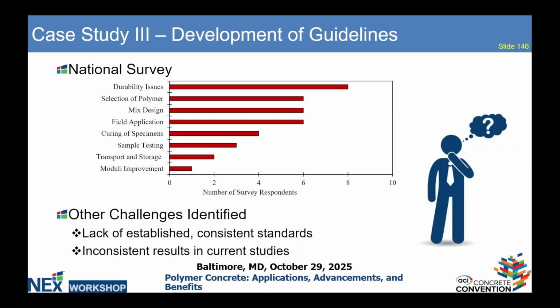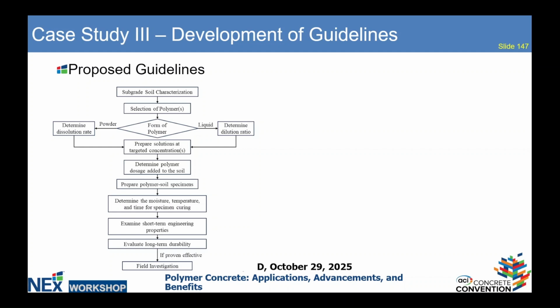I don't know how to choose the polymer. I don't know how to design the product because there are so many moving factors. And also for field application, we need to see more data on how this material performs in the field. And other challenges that we identified through this process are that we lack established consistent standards or protocols to follow, and also very inconsistent results when we're trying to compare different polymers and select them.